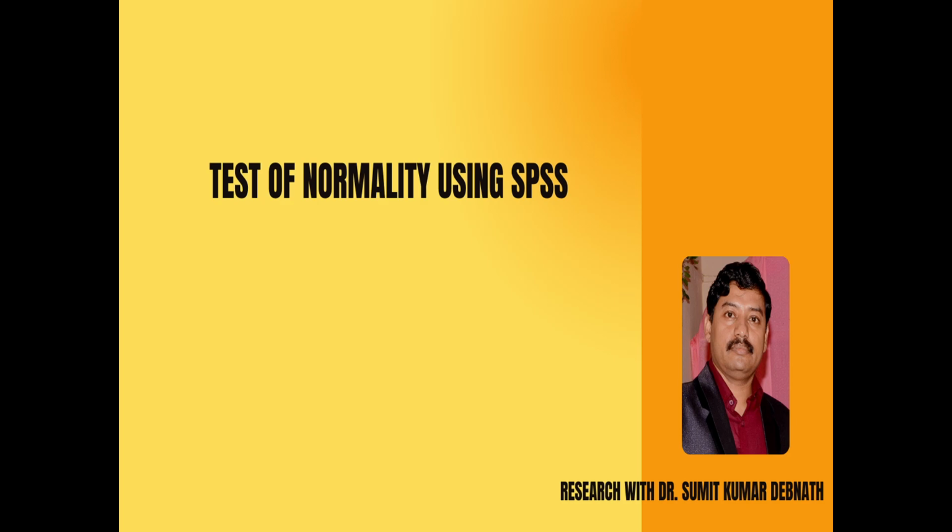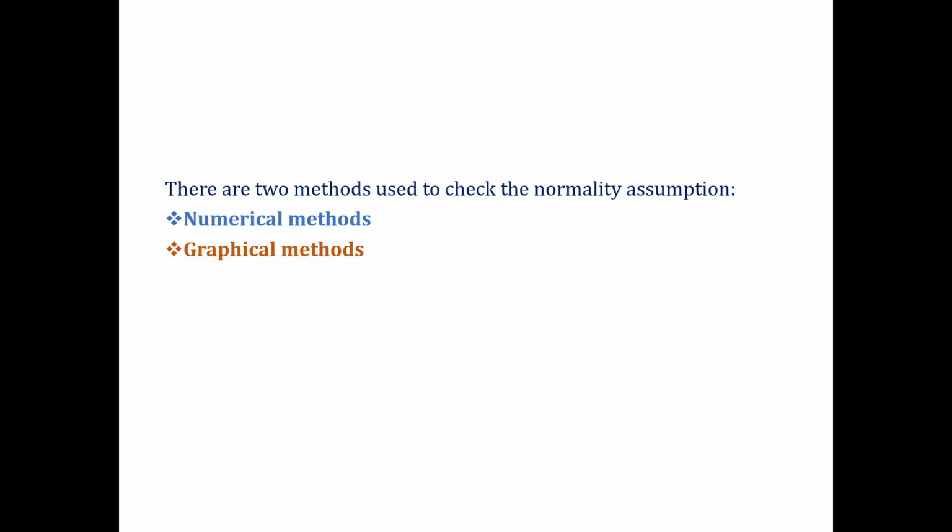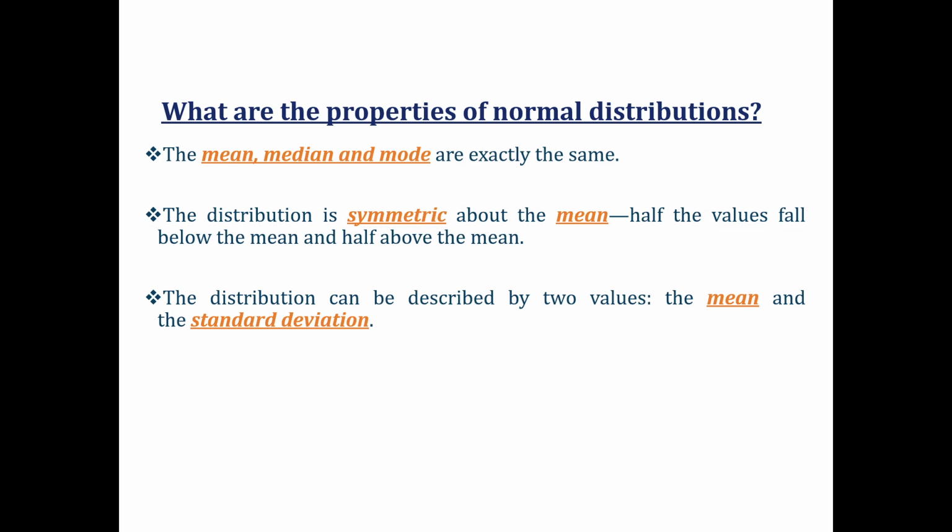I welcome you to today's session on test of normality using SPSS. Testing of normality: most statistical procedures require us to verify at least two assumptions, that is the normality assumption and the assumption of absence of outliers. And there are two methods we normally use to check the normality assumption. The first one is the numerical method and the second one is graphical methods.